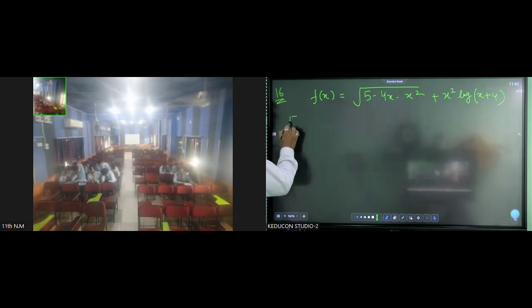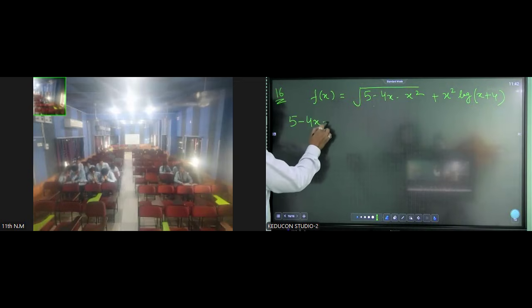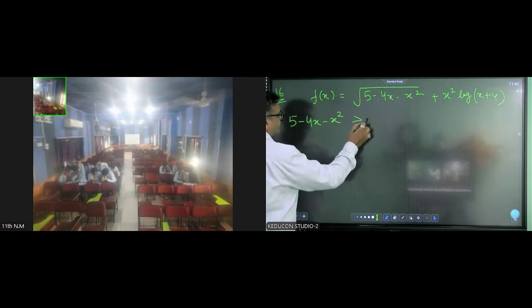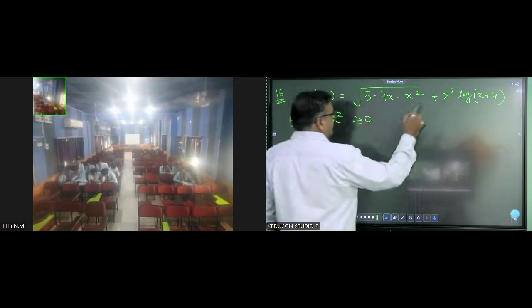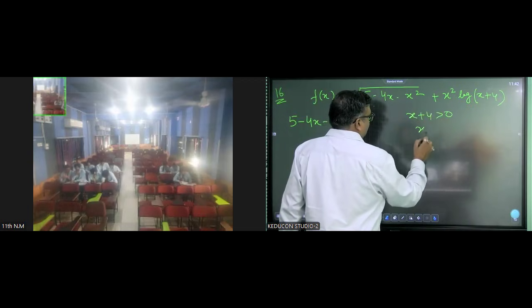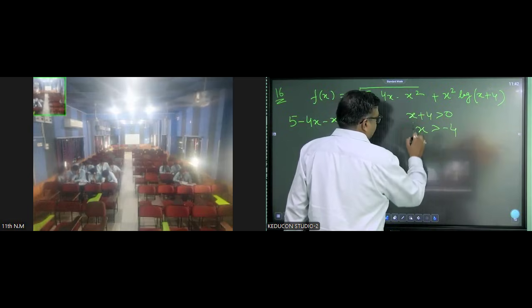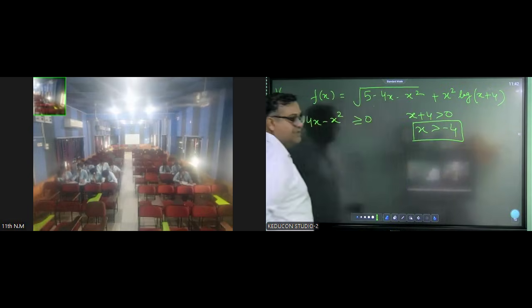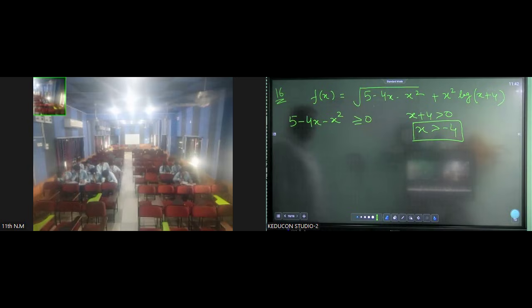स्क्वायर रूट का फंक्शन जो है, दैट शुड बी ऑलवेज ग्रेटर देन इक्वल टू 1 एंड x प्लस 4 शुड बी ग्रेटर देन 0. तो यहाँ से तो एक रिजल्ट आ गया, x शुड बी ग्रेटर देन -4. तो दिस इज अ वन रिजल्ट. अनदर इज सॉल्व दिस, राइट.